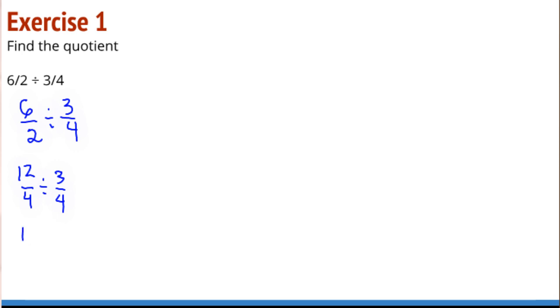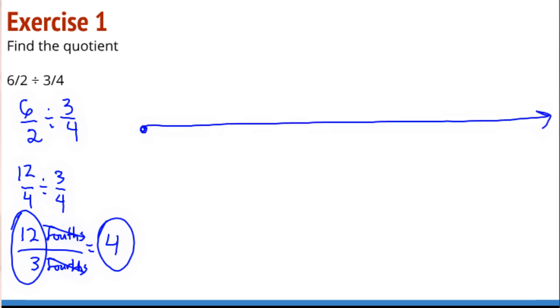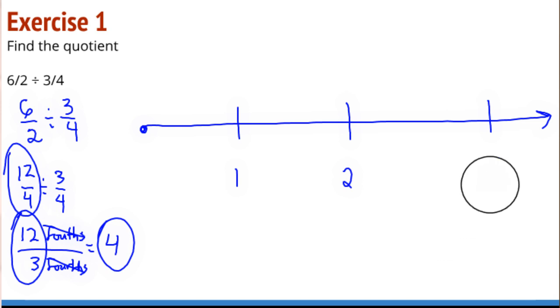And if I put this in unit form, 12/4 divided by 3/4, I will have 4, because the fourths will cancel, and I am left with 12/3. So there are 4 3/4 in 6/2, so a quotient of 4. With a model, if I were to use a number line, I'm going to need to get up to 12/4 here. So 1 gives me 4/4, 2 gives me 8/4, and 3 gives me 12/4.